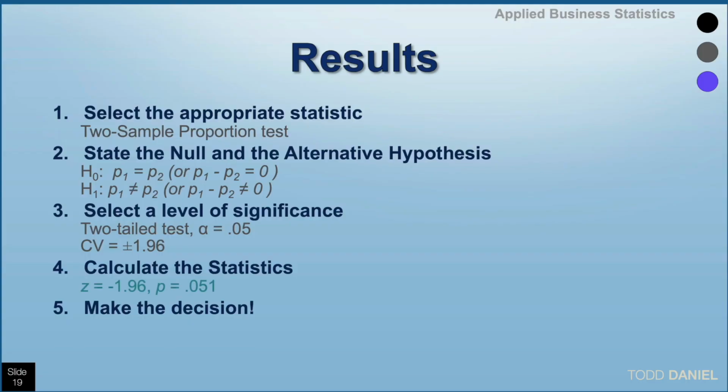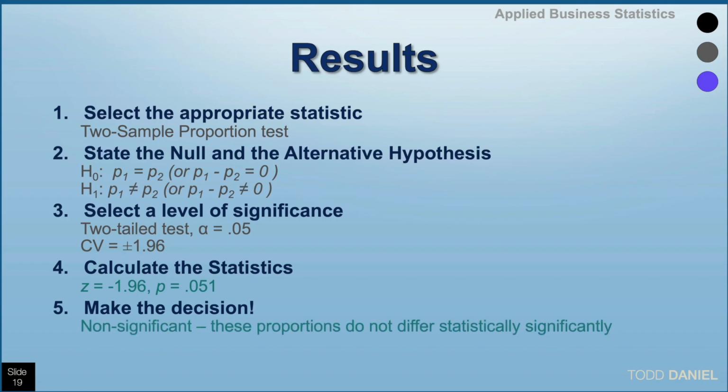And now we can finish writing up the 5 steps of hypothesis testing. Step number 4 is to calculate the statistics. So we came up with a value of negative 1.96, a probability of 0.051. And the decision we made was that these proportions do not differ statistically significantly.